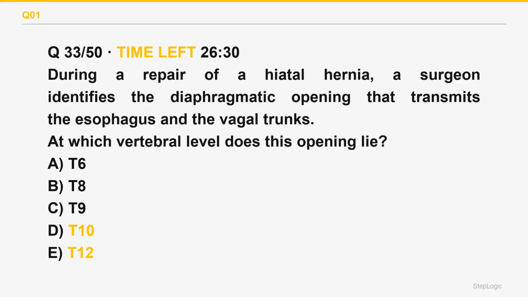At which vertebral level does this opening lie? During a repair of a hiatal hernia, a surgeon identifies the diaphragmatic opening that transmits the esophagus and the vagal trunks. Read the command: the vertebral level of the esophageal opening. Three structures cross the diaphragm at three levels, and the mnemonic exists because the levels are otherwise indistinguishable.